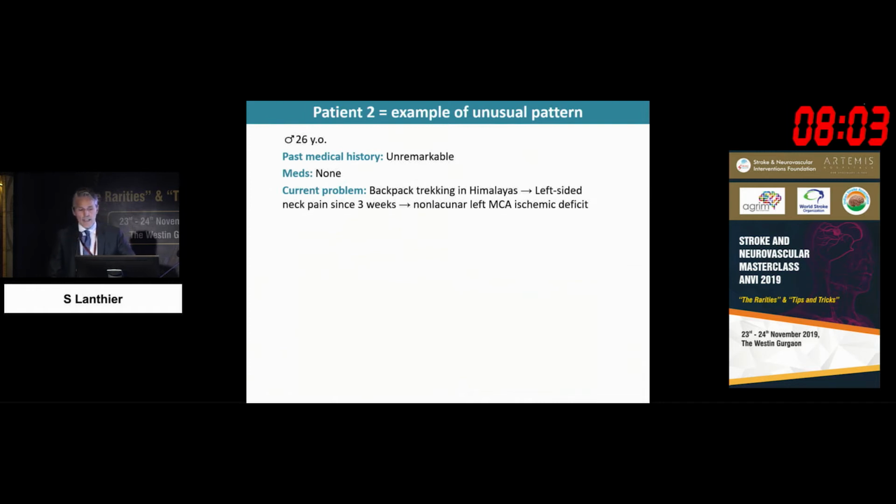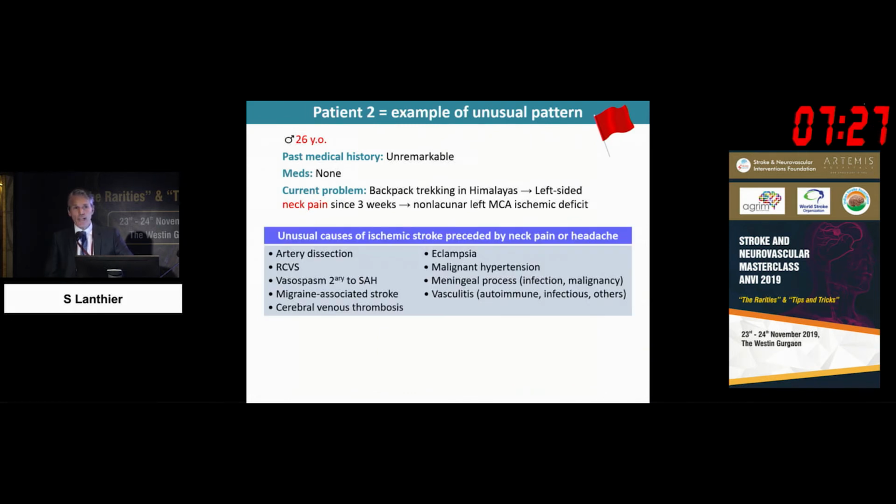Patient 2 is an example of an unusual pattern, aged 26, so right from the start, an age that is inconsistent with atherosclerosis. His past medical history was unremarkable, and he was on no medication. His current problem was that he was backpack trekking in the Himalayas, and he developed left-sided neck pain 3 weeks before he presented with a non-lacunar left MCA ischemic deficit. So young age and neck pain are major red flags for unusual causes, because atrial fibrillation, atherosclerosis, and arteriolosclerosis are not associated with pain, headaches, or neck pain.